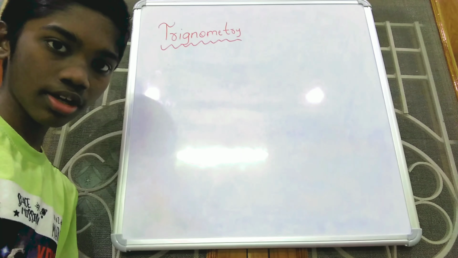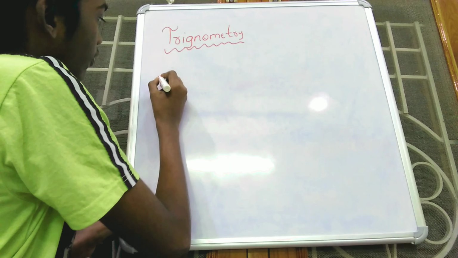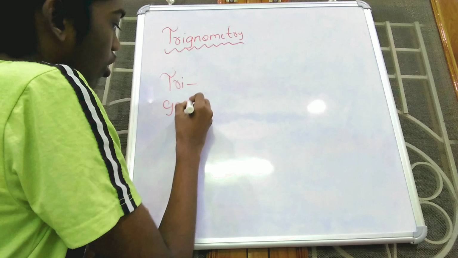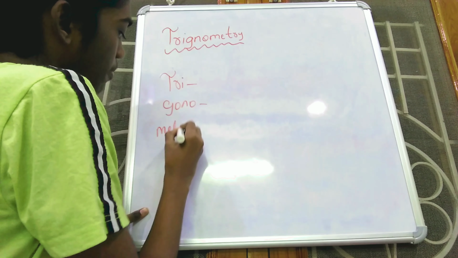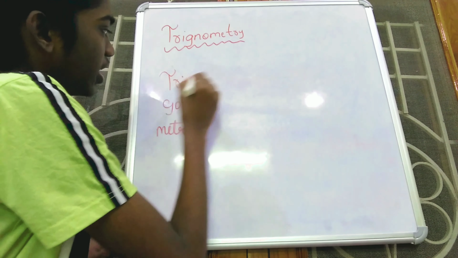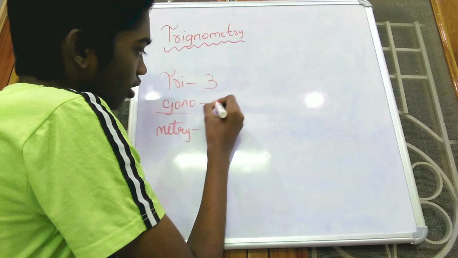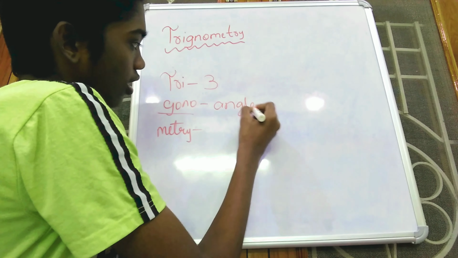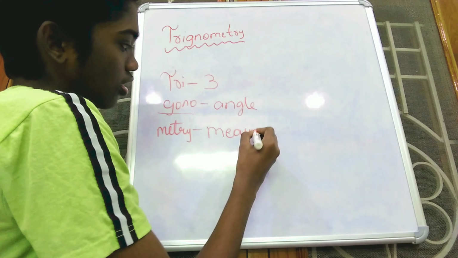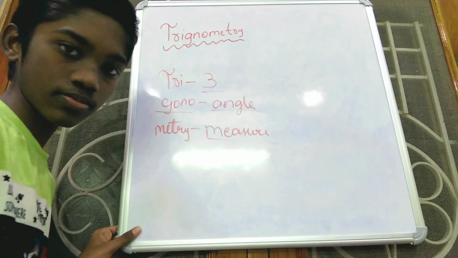Before explaining trigonometry, first I will say the meaning of trigonometry. In the word trigonometry, we can find tri, gona, and metry. We all know that the meaning of tri is three, gona means angle, and metry means measure. Three angle measure is the meaning of trigonometry.